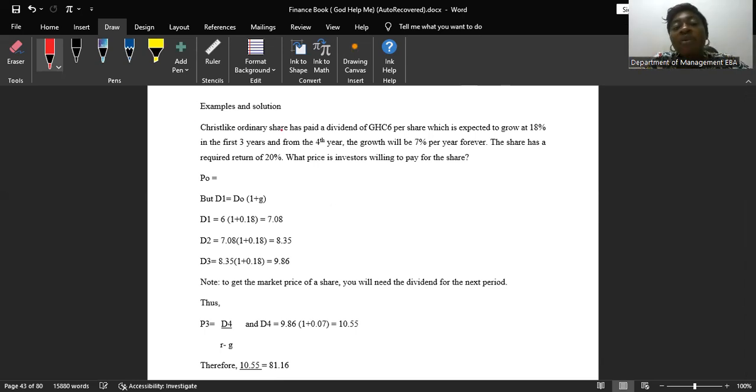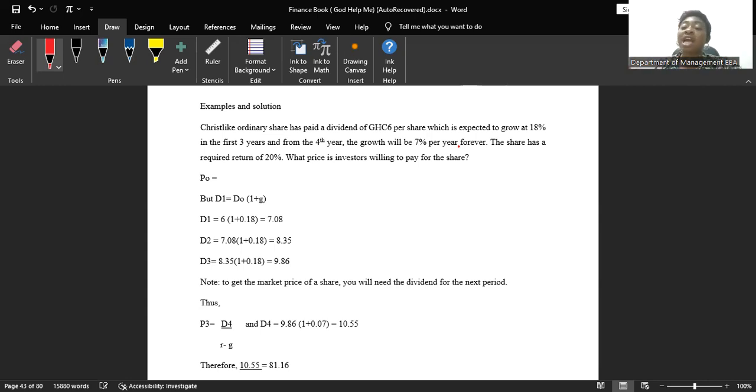The Christchurch ordinary share has paid a dividend of 6, which is expected to grow at 18% in the first 3 years. And from the 4th year, the growth will be 7% per year forever. The share has a required rate of return of 20%. What price is the investor willing to pay for the share?